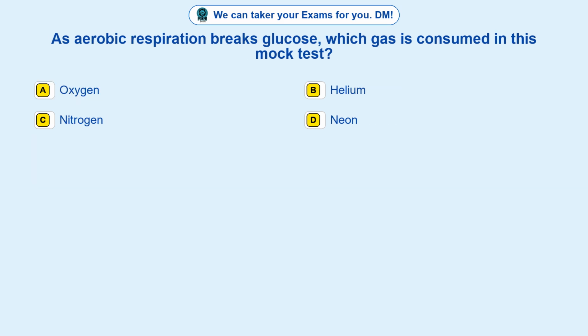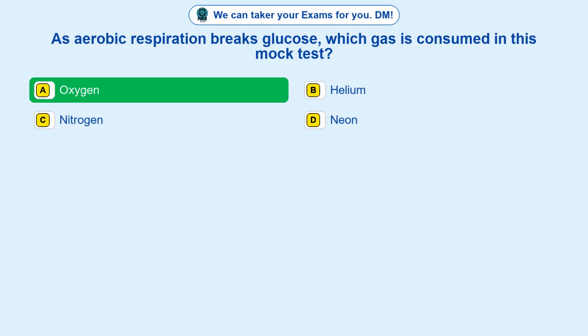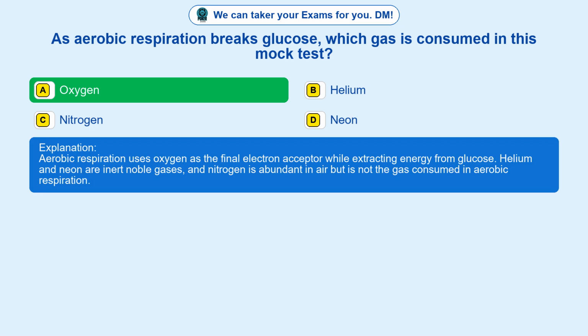Question 23. As aerobic respiration breaks glucose, which gas is consumed in this mock test? Option A, oxygen. Option B, helium. Option C, nitrogen. Option D, neon. The correct answer is option A. Oxygen. Aerobic respiration uses oxygen as the final electron acceptor while extracting energy from glucose. Helium and neon are inert noble gases, and nitrogen is abundant in air but is not the gas consumed in aerobic respiration.